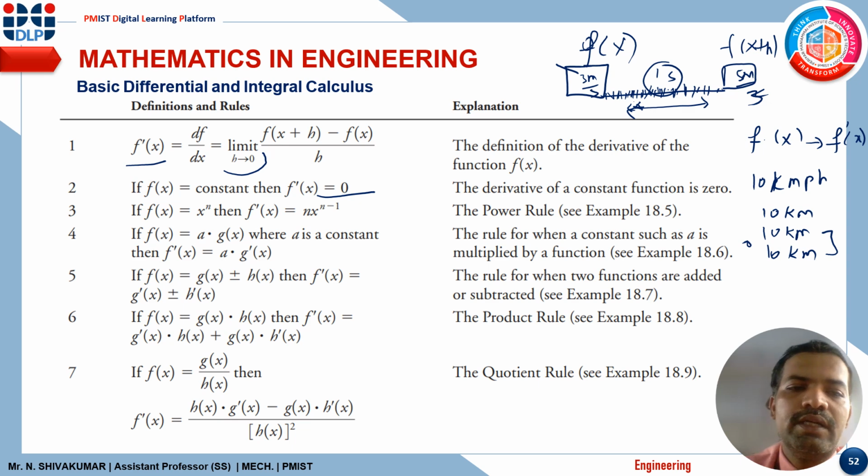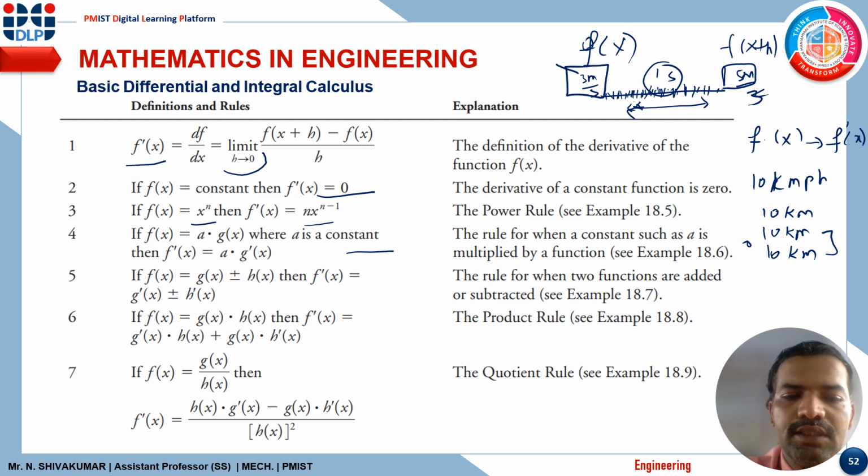Okay. Next, f of x is x power n. Then when we differentiate, it becomes n into x power n minus 1. These things you already know, some simple definitions. When you have a constant multiplied, where a is a constant, you can keep the constant out of the differentiation. That is the definition for 4. Then if f of x is a combination of g and h, then we can simply differentiate both the terms separately.